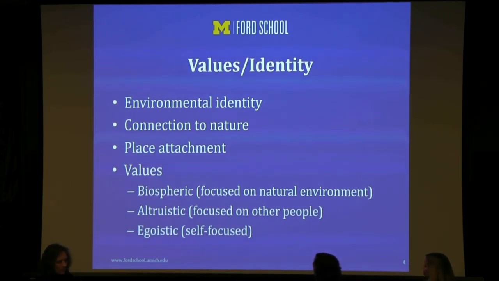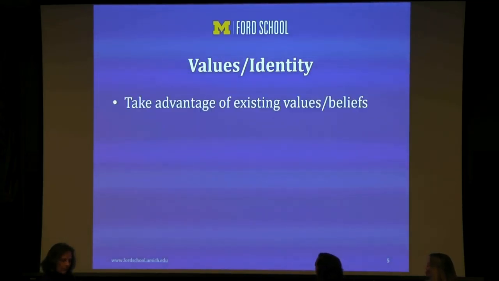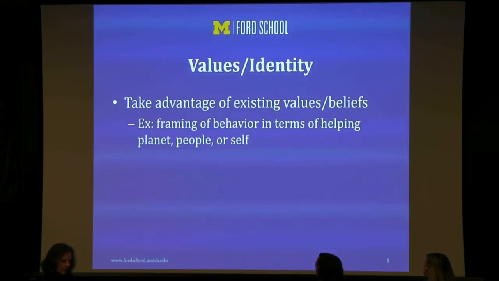Again, these are things that are hard to instill in people in a short intervention, but you can work with people's existing levels of these identities and values and make those values salient to people. People vary in terms of how concerned they are, but even if they are concerned, they don't always act on those values because those values aren't made salient to them in the moment when they're making decisions. So one thing you can do if you're thinking about doing an intervention is to take advantage of these existing values. For example, you could frame the behavior in terms of people or the planet or oneself, depending on people's levels of caring about those three different types of outcomes.